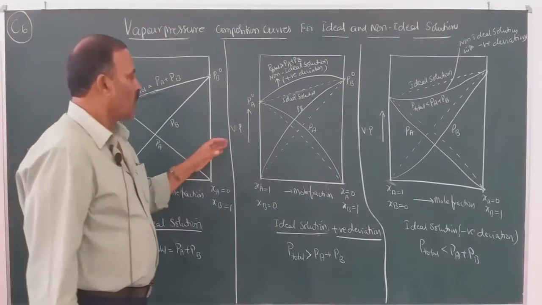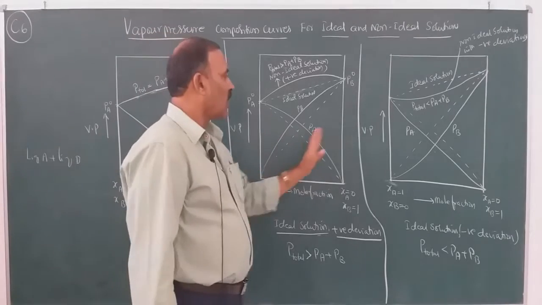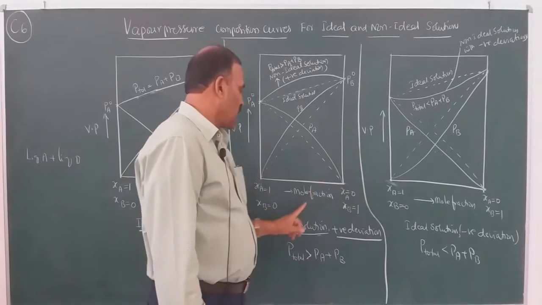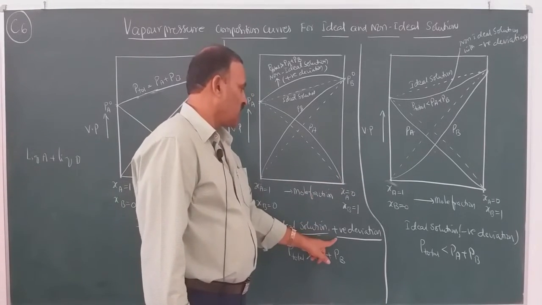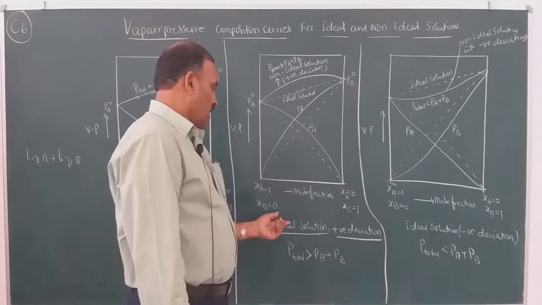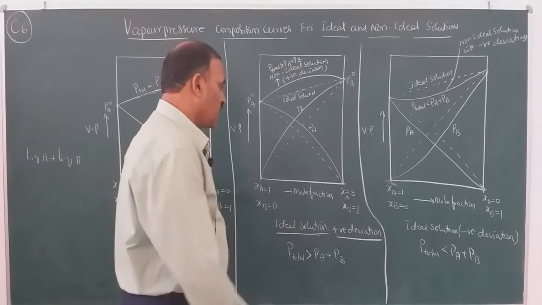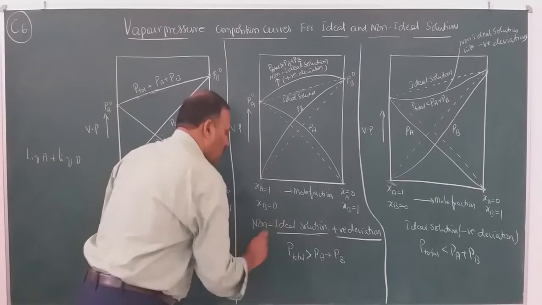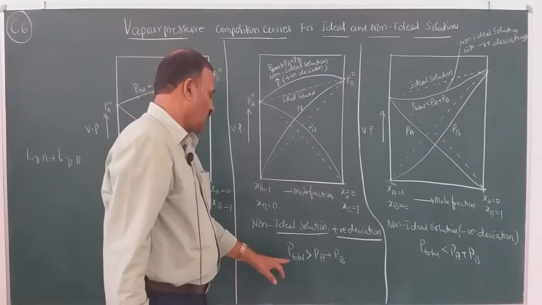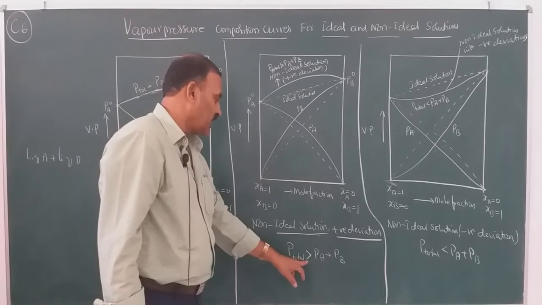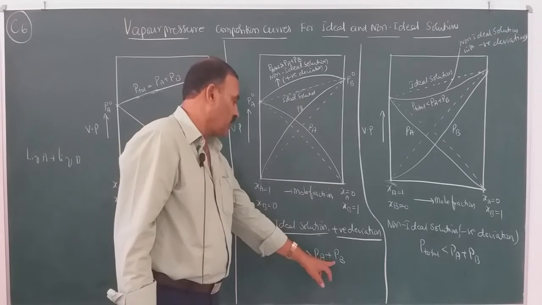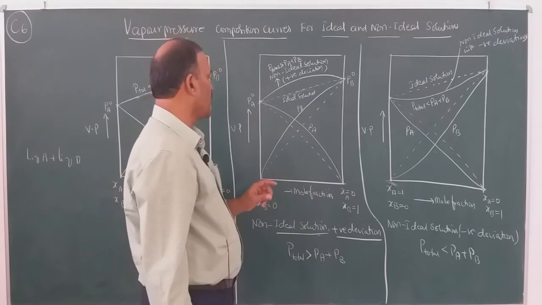Coming to the vapor pressure composition curve for non-ideal solutions. In non-ideal solutions there are two types: non-ideal solution with positive deviation and non-ideal solution with negative deviation. In the case of a non-ideal solution with positive deviation, the total vapor pressure is greater than the vapor pressure of liquid A plus the vapor pressure of liquid B. That you have to bear in mind.